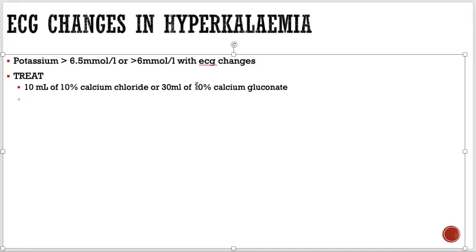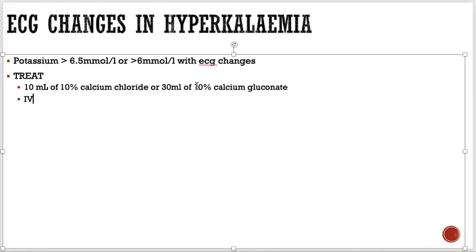It will not change the potassium levels, but what it will do is stabilize the cardiac membrane, or simply protect the heart from any arrhythmias. So that thing is important.